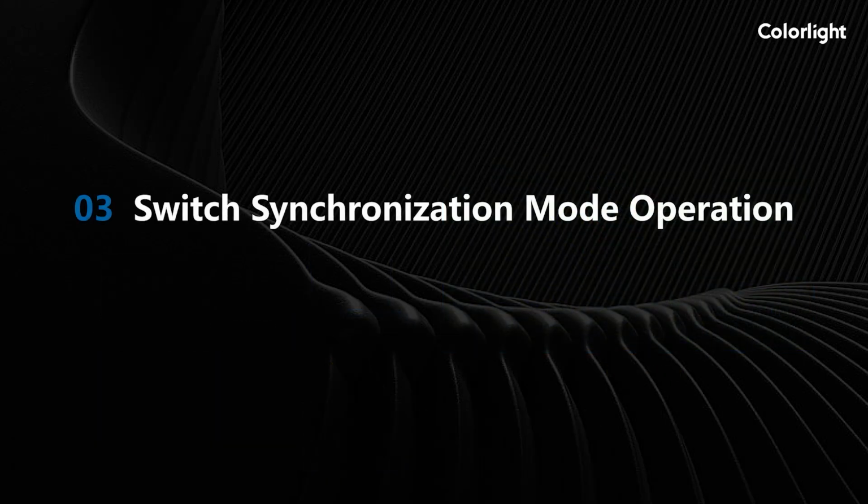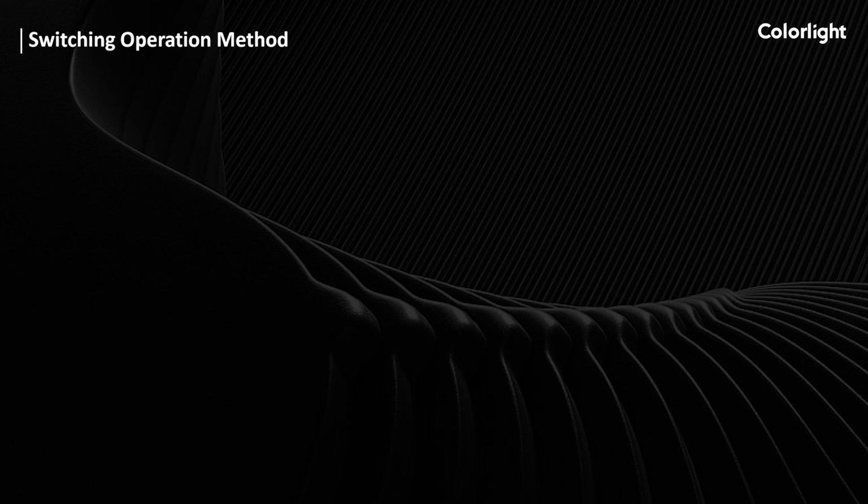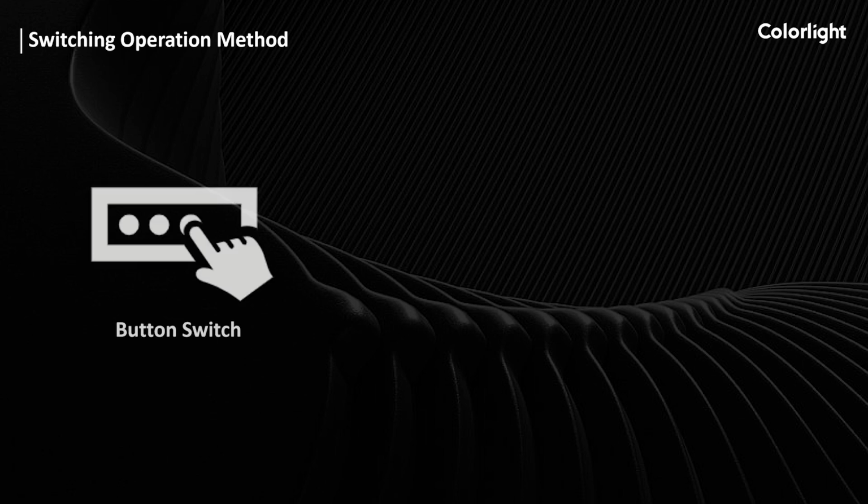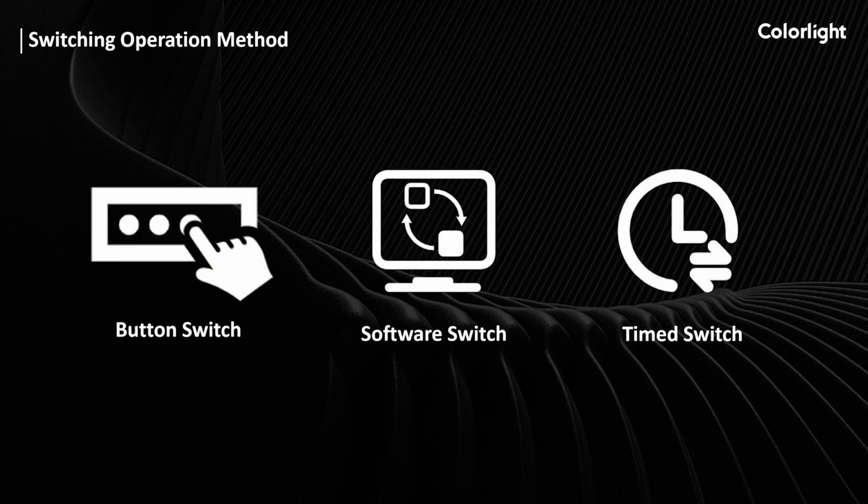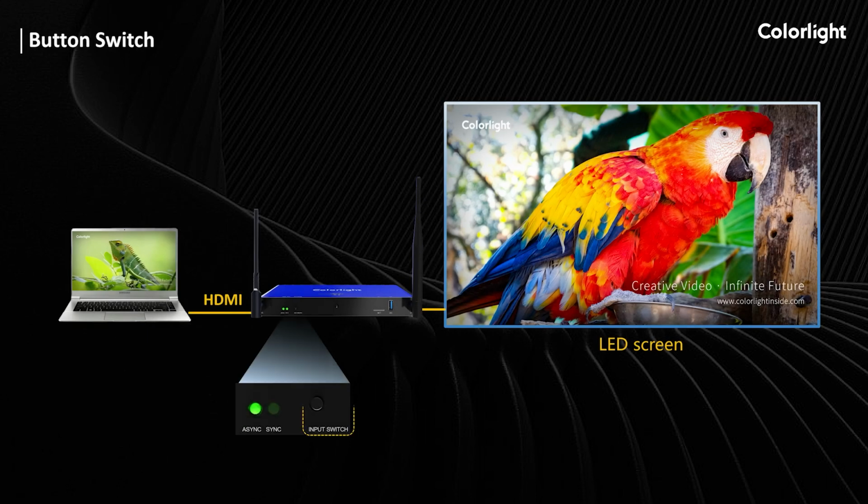Once done, proceed to switch to sync mode. The player supports three ways of switching: button switch, software switch, and timed switch. First, let's learn how to perform the button switch. Input switch on the player is the button for switching between sync and async mode. This is the indicator for sync async mode.